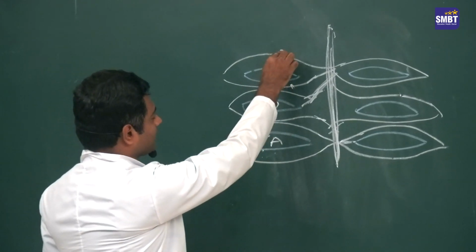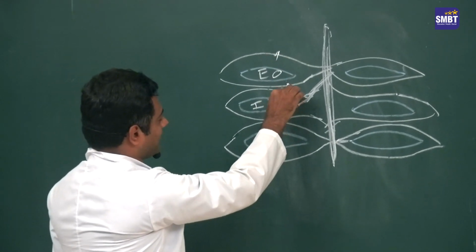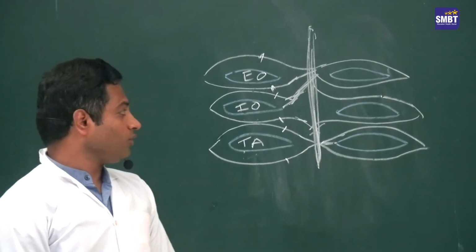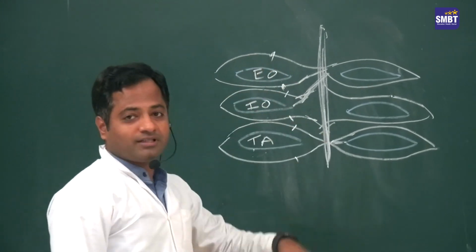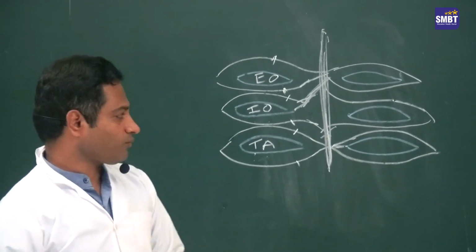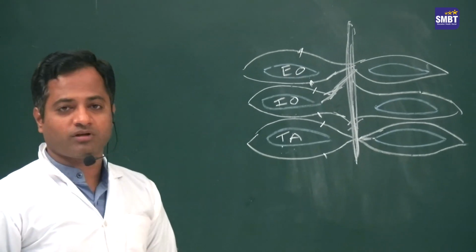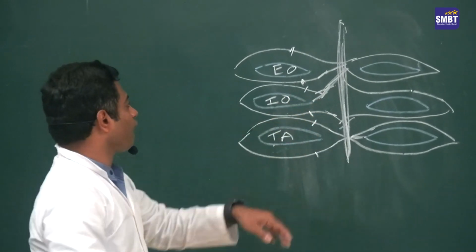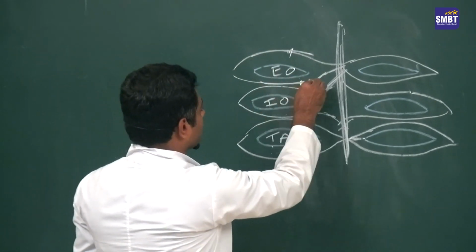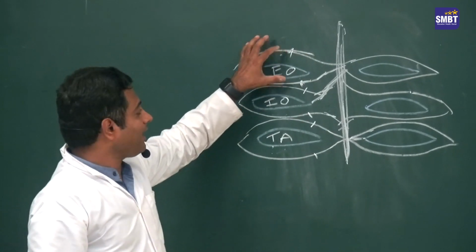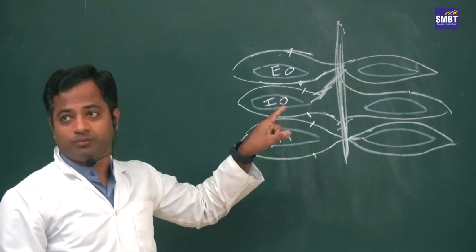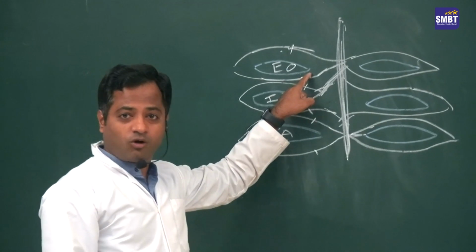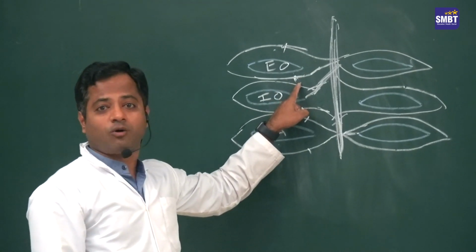So each muscle, external oblique has anterior and posterior, internal oblique has anterior and posterior, transverse abdominis has anterior and posterior. Okay. So these aponeuroses form the anterior rectus sheath and posterior rectus sheath. How these laminae form the anterior rectus sheath, we will see. The anterior rectus sheath is formed by both the aponeurosis of the external oblique and the anterior aponeurosis of the internal oblique.